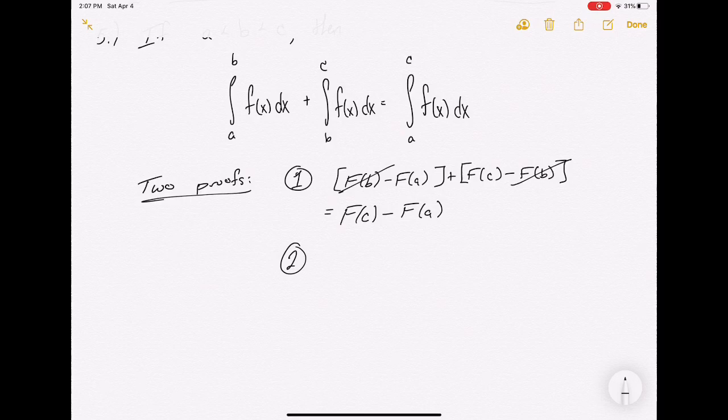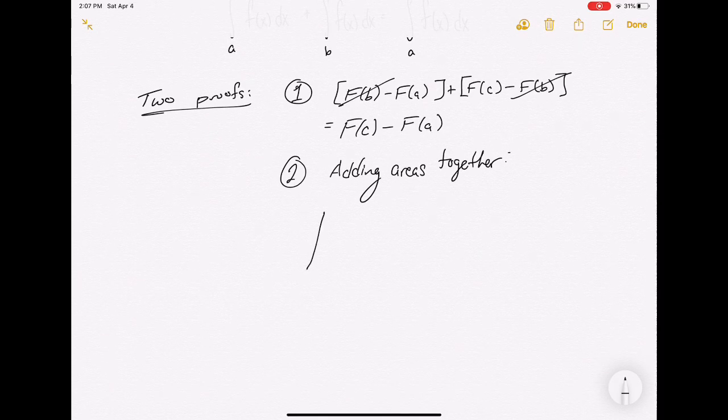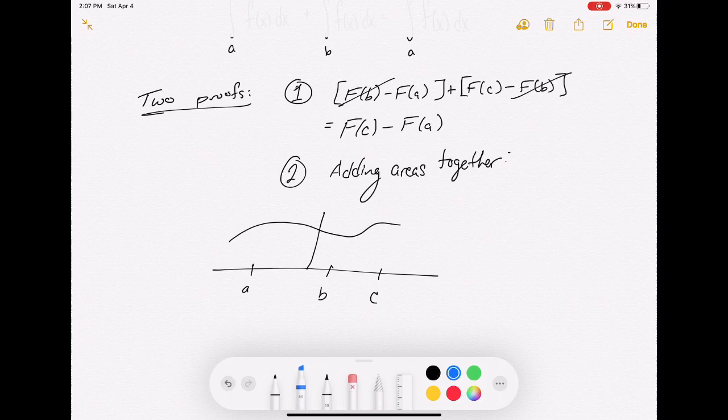Okay, so that's proof number 1. Proof number 2, we can talk about adding areas together. So if I want to talk about adding areas together, what's really going on here? Well, suppose I have some curve that looks like that. Suppose there's a, there's b, and there's c. If I start by looking at the area between a and b, that's this area, and I add that area to the area between b and c, then what do I have? I just have the total area.